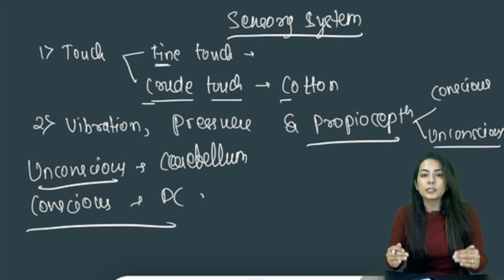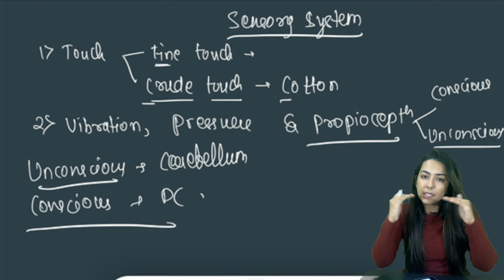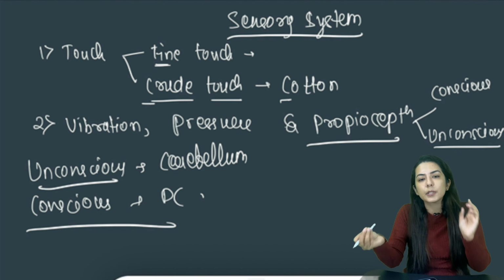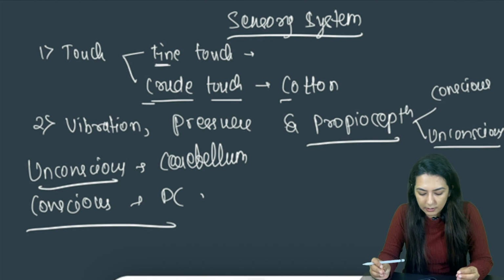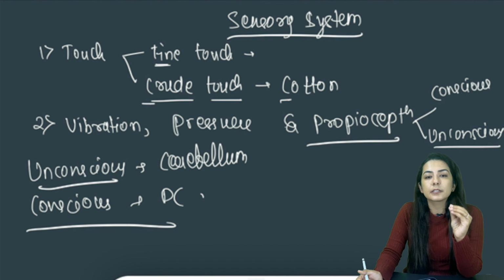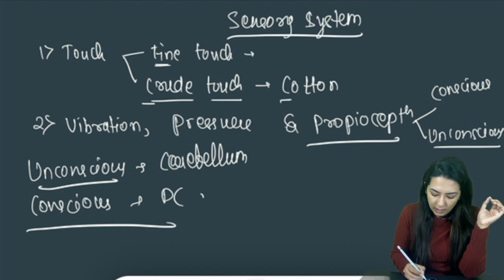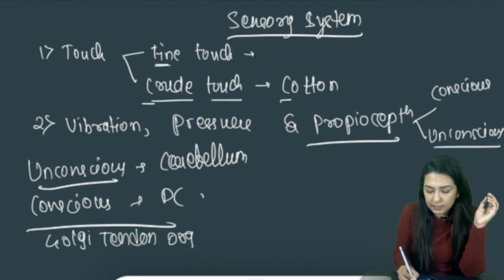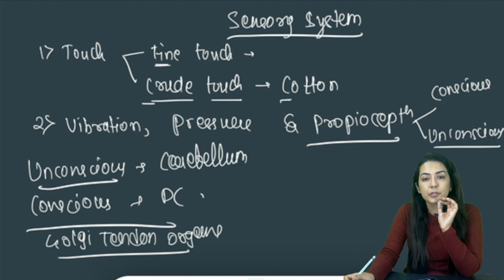When you are consciously knowing, that is by dorsal column. Now proprioception is a little bit different, so I'm going to discuss it a little bit. Proprioception is transmitted by the receptors that are present in the tendon. They are known as Golgi tendon organs, GTO. These are the receptors for proprioception. They are present in the tendon.